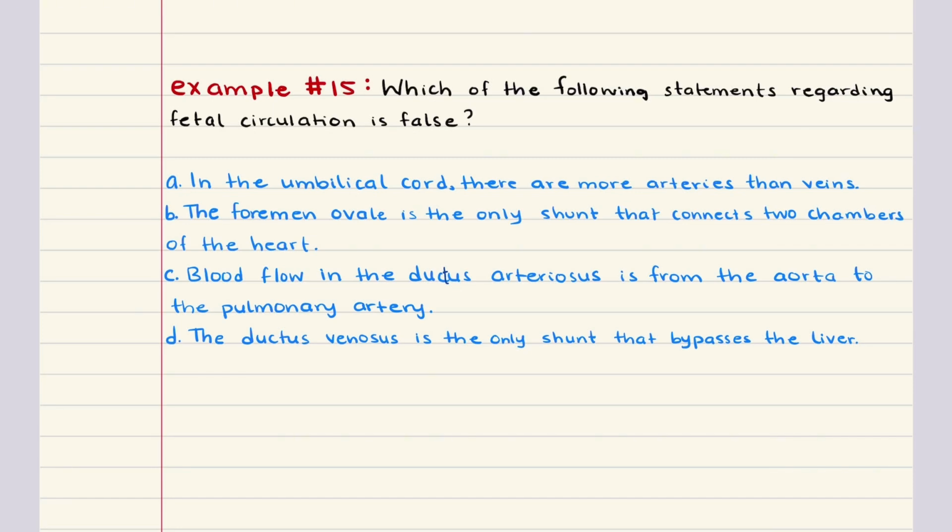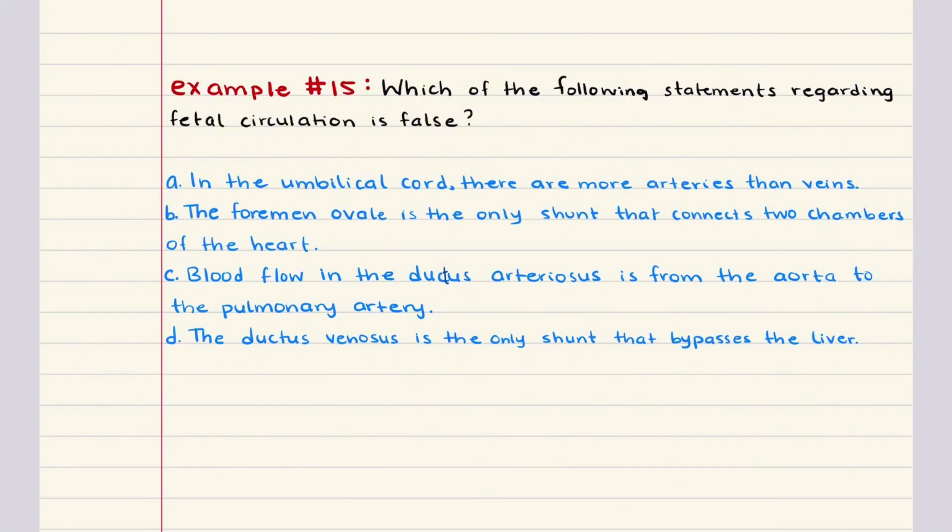B says the foramen ovale is the only shunt that connects 2 chambers of the heart. This is also true. The foramen ovale is the only fetal shunt that directly connects 2 heart chambers. Specifically, it allows blood to flow from the right atrium to the left atrium, and it bypasses the non-functional fetal lungs. C says blood flow in the ductus arteriosus is from the aorta to the pulmonary artery.